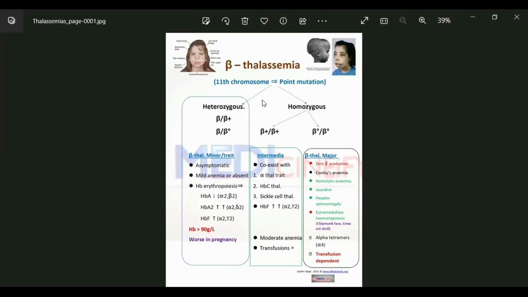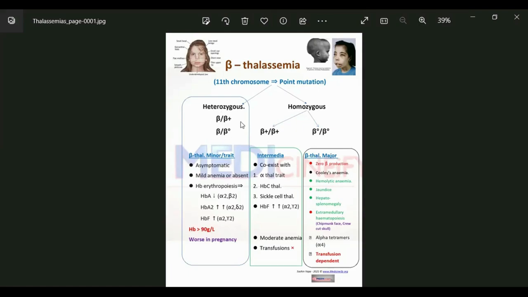The genetic representation of beta thalassemia includes beta, representing normal beta chain production, beta plus, representing reduced beta chain production, and beta naught, representing absent beta chain production. So it can be heterozygous, like beta/beta plus and beta/beta naught, and also it can be homozygous, like beta plus/beta plus or beta naught/beta naught.